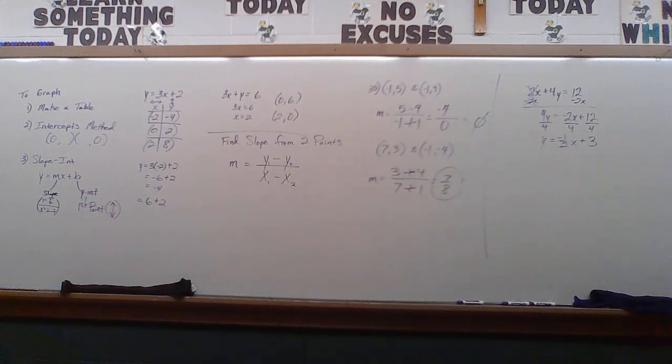Then we want to come over here and graph it. So where are we going to go? We're going to always start with our y-intercept. So where do we go? Up 3. From that point, we go where? Down 1 to the right 2.